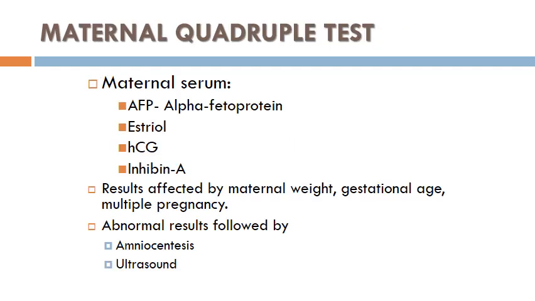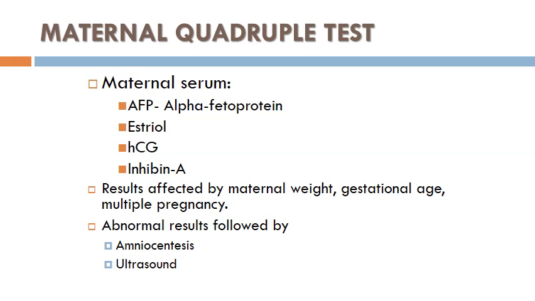And then to add to that, there's the quadruple test, which is the alpha-fetoprotein, the estriol, human chorionic gonadotropin, and inhibin A. These results are affected by maternal weight, gestational age, and multiple pregnancies. Abnormal results are followed by amniocentesis and ultrasound. The screening can be done anytime after 12 weeks. Around 14 to 22 weeks, and each textbook says it a little bit different, is the best time. It's reported to detect 85% of all Down syndromes.